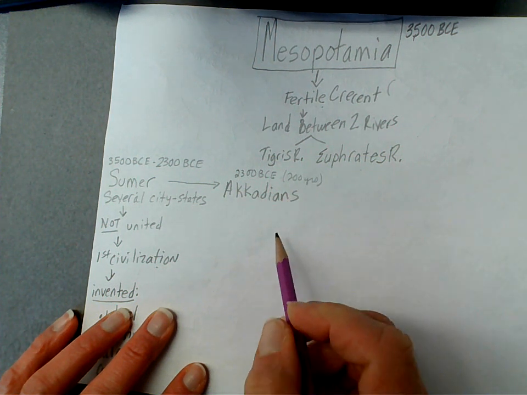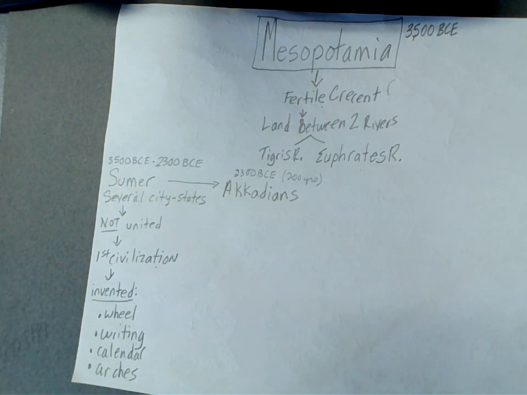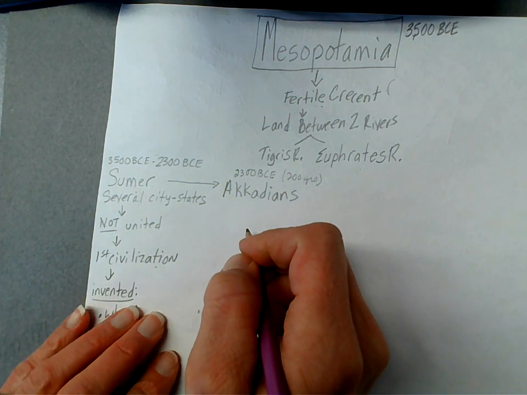You're going to notice that a lot of times once the main and most powerful emperor dies, it's hard for the people to keep up that empire. So that is a little bit what happened to the Akkadians. Once Sargon died, it was not quite as powerful, able to keep things together.